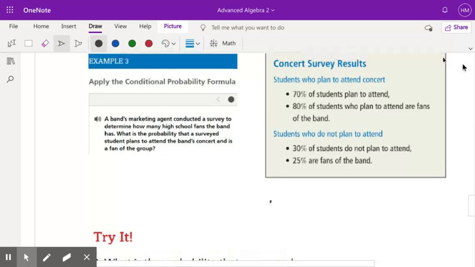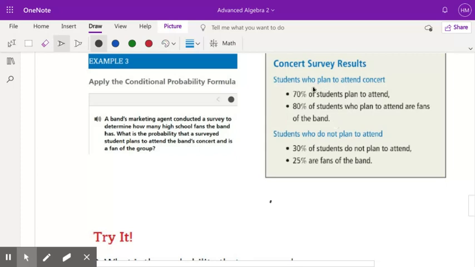But you do need to write down the survey results. So there was a survey that was done. It asked students 2 questions. Basically, it asked them if they planned on attending a concert, and then it asked if they were fans of the band who was playing.